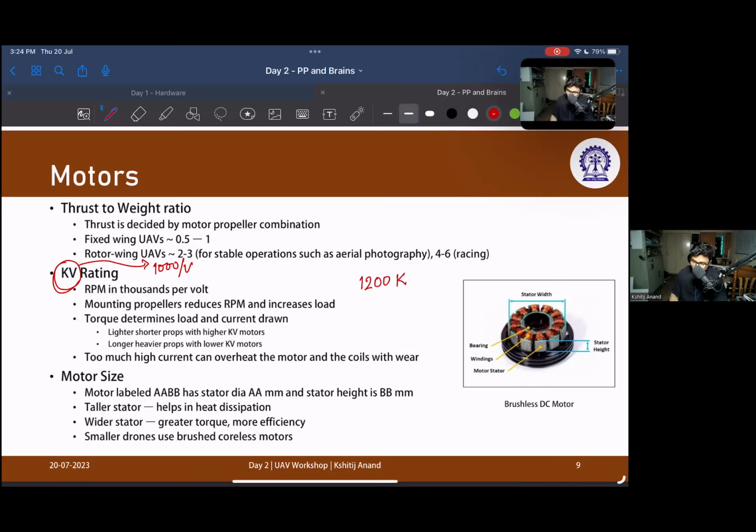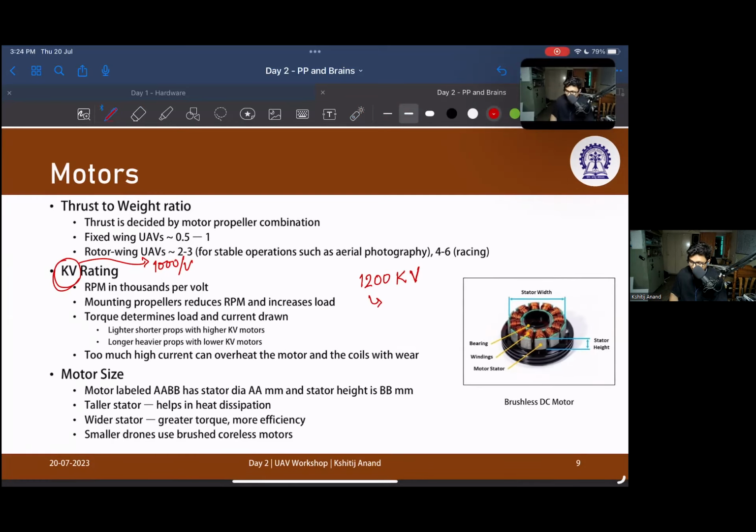So let's say you have a 1200 kV motor. If you supply it with 1 volt, it's going to spin at 1200 revolutions per minute. If you supply it with 10 volts, it is going to run at 12,000 revolutions per minute. That is what this kV rating means. So RPM is thousands per volt.